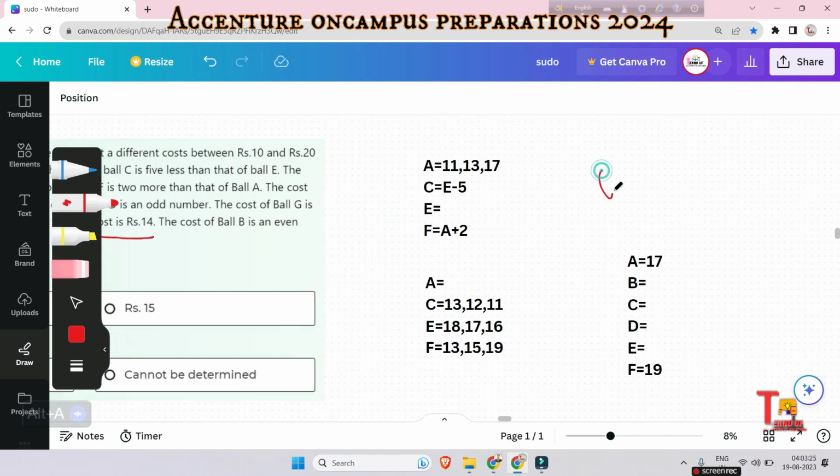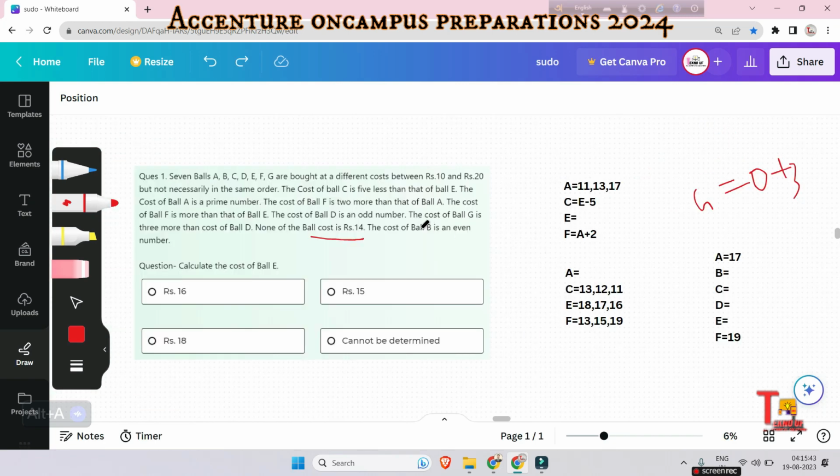So G is equal to D plus 3, right? And another condition is that ball B is an even number, right? So the ball B value lies among 12, 16 and 18, right? So here we have seen that the B value is an odd number, right? And 14 is not possible.